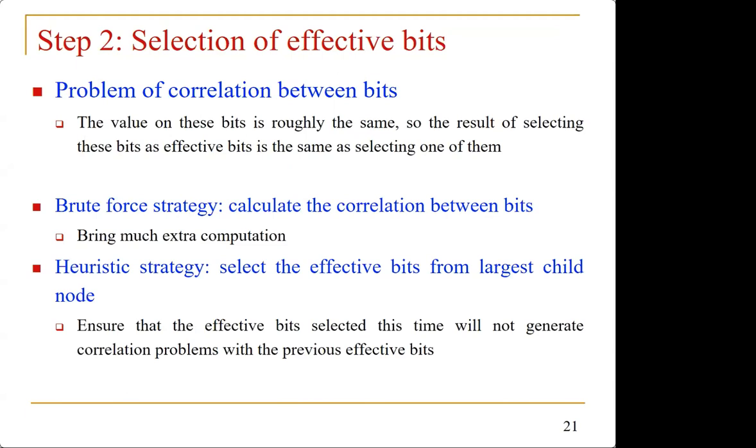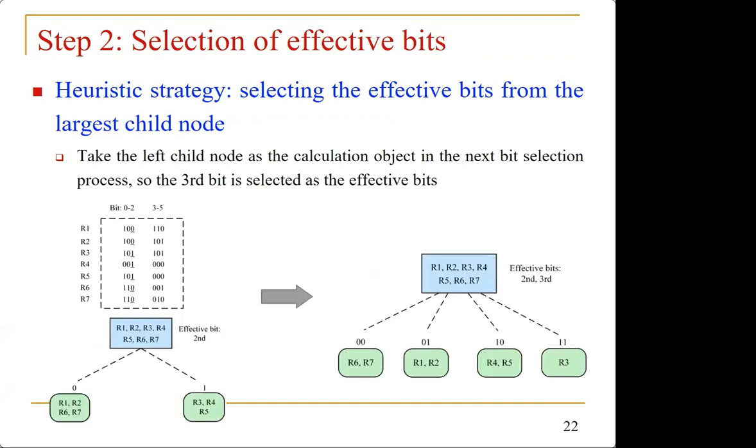However, calculating the correlation between bits will bring much extra complexity. Therefore, we adopt the second strategy: select the effective bits from the largest child node. For example, two child nodes are formed after the first bit selection, and we take the left child node as the calculation object in the next bit selection. So the third bit is selected as the effective bit, and the tree produced by MBitTree for rules R1 to R7 is shown in the figure.